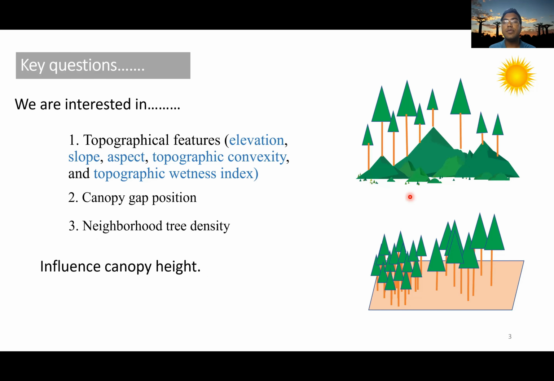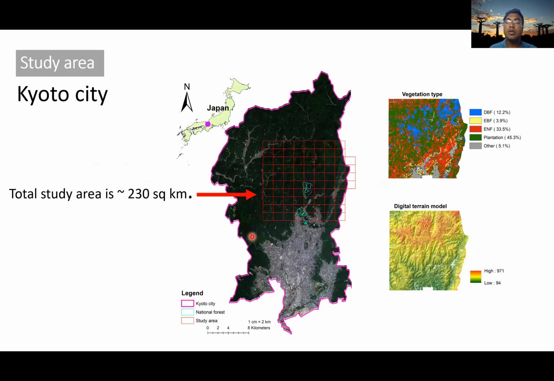So having such wonderful data, we are interested to know how topographic features influence tree height, but we are also interested to know how other features, like canopy gap position and the neighborhood tree density, influence tree height. In order to answer this question, the study was conducted in central Japan, which is Kyoto City.